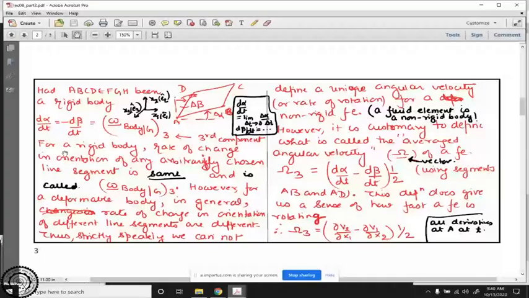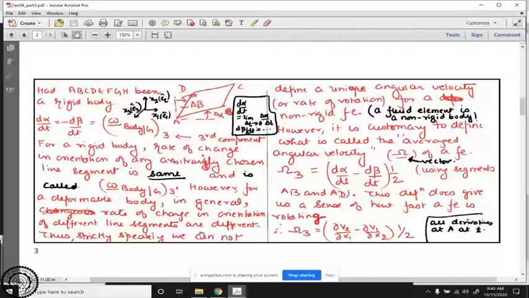Again, it is essentially an APL 100 concept, but some of you might not have realized it. For a rigid body, the rate of change in orientation of any arbitrarily chosen line segment is always the same. You take any line segment on a rigid body, and the rate at which it changes orientation with respect to the e1 axis will be identical whether you choose AB or AD. However, for a deformable body in general, there is no guarantee that the rate of change in orientation of different line segments will be the same. In general, they will be different.